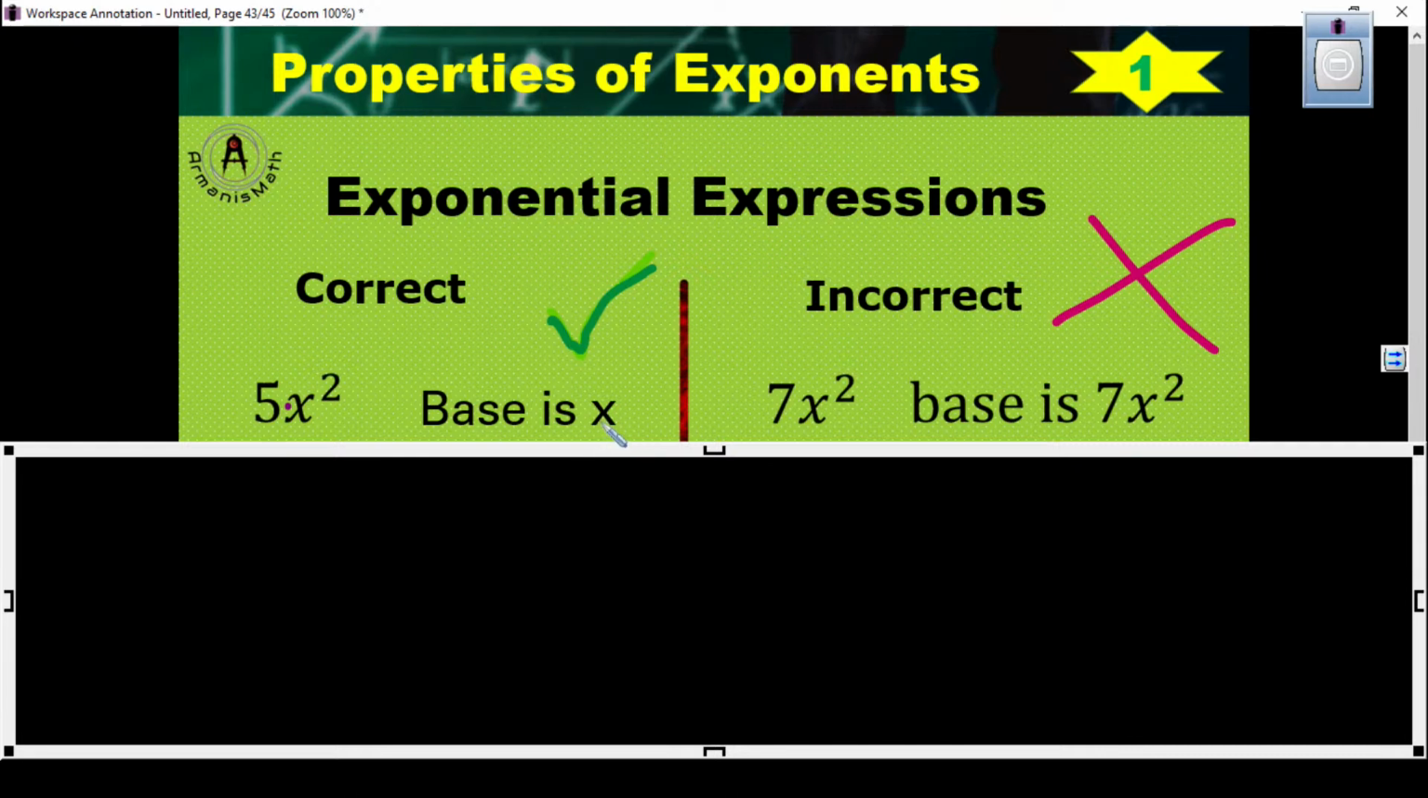So basically, the base belongs to the bottom of the power, or the exponent. Not something that's a neighbor attached to it. In this case, the base is x. Look at the incorrect one here. A student, for example, may have thought that in 7x squared the whole thing is a base. That is not true. This is not correct.